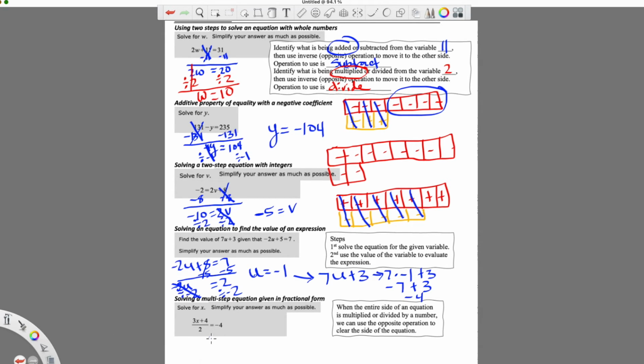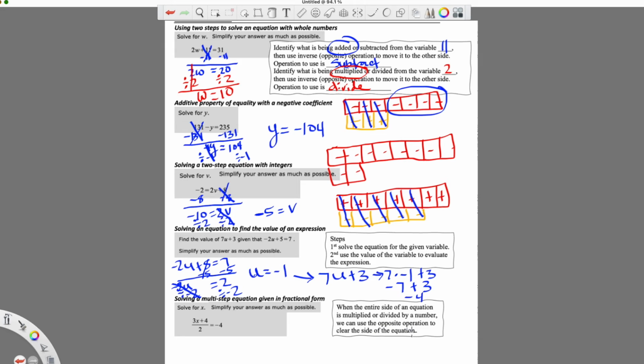All right, so the last one here, we have simplify your answer as much as possible, and we are given that we have a fraction on one side and an integer, a -4 on the other side. So when the entire side of an equation is multiplied or divided by a number, we can use the opposite operation to clear that side of the equation.